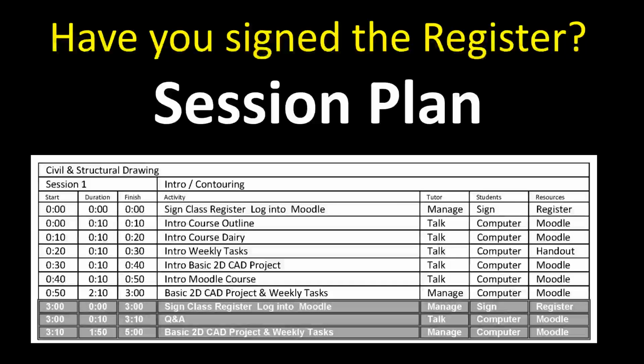Now the grey that I've put in there, that's the second session for the week. That's a 2-hour session. So what we'll do in that session is we'll come in, we'll sign the class register. There will be a Q&A session generally, and then we'll get on with the work. In this case, the first session is basic 2D CAD project and weekly tasks, but that'll vary from week to week. So that's generally how it's going to go.